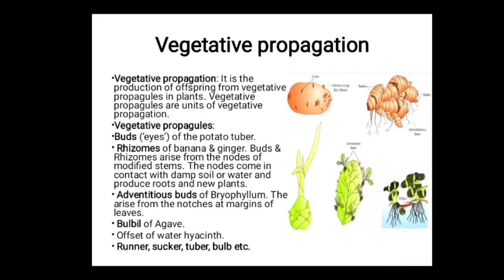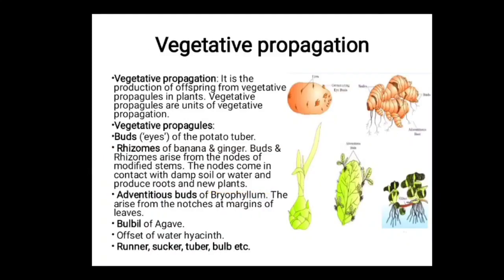The next is vegetative propagation. Most vegetative propagation is found in some higher plants like ginger and potatoes. These plants show vegetative propagation. There are vegetative propagules present. Vegetative propagules are the most important unit of vegetative propagation. Here is the definition: it is the production of offspring from vegetative propagules in plants. Vegetative propagules are the unit of vegetative propagation. Here are some examples of vegetative propagules.